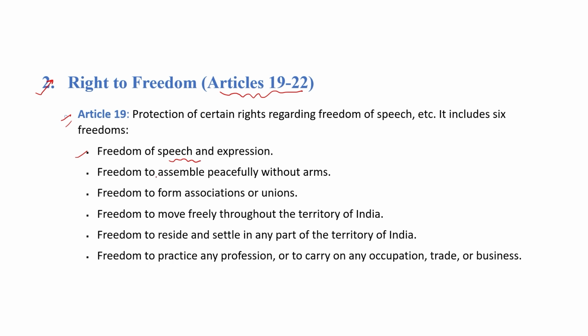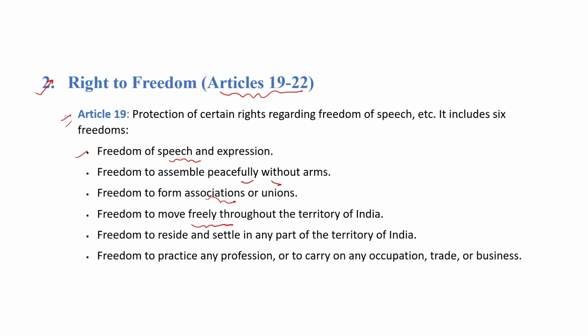Then Article 19 also provides the freedom to assemble peacefully without arms. We can gather in any public place peacefully without arms. So it also provides freedom to assemble peacefully without arms. Freedom to form an association or union. We can collaborate with any other organization. Freedom to move throughout the territory of India.